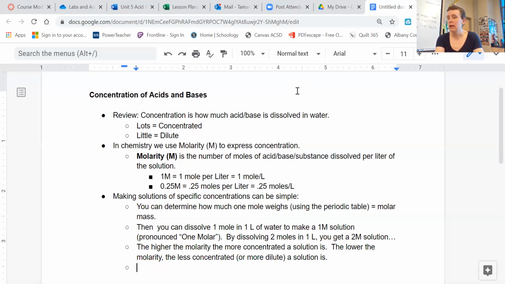Okay? There are limits to how much substance can dissolve. Sometimes, like in the sentence above, I said if you dissolve 1 mole in 1 liter, you make a 1 molar solution. Some things won't let you dissolve a whole mole into 1 liter. So there are limits about how much can be dissolved in water. These limits are different for each substance.